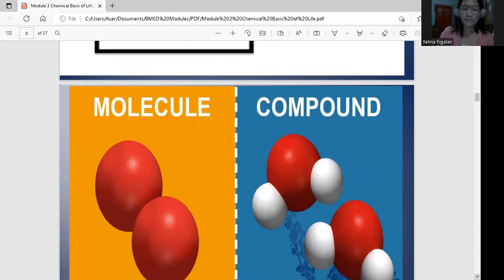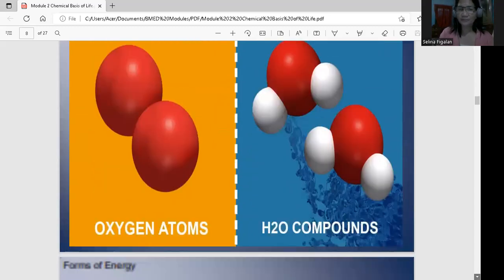Okay, when you say molecule, it is an element. So for example here, an atom of oxygen is a molecule. But when you say compounds, it means it is not only one element, but 2 or more elements. So here, water is made up of 2 atoms of hydrogen and 1 atom of oxygen.